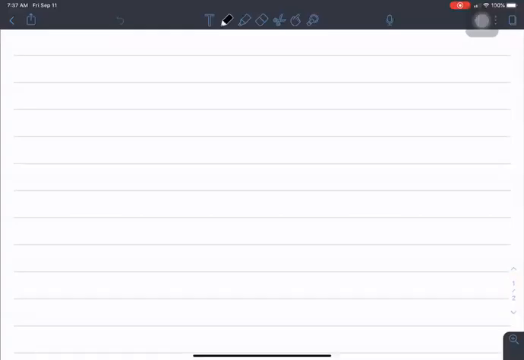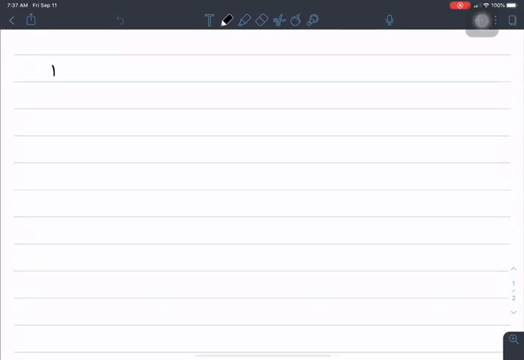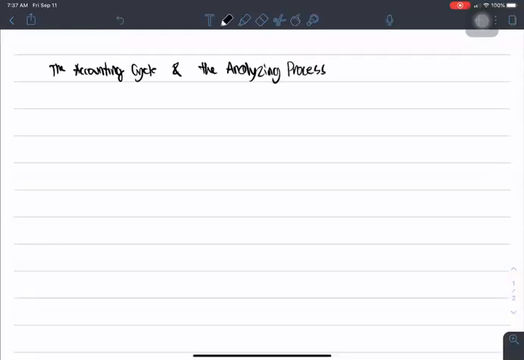Hi guys, for today our topic will be the accounting cycle and the analyzing process. We start first with the accounting cycle.